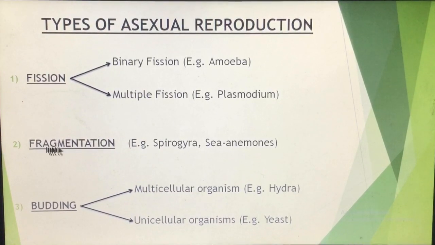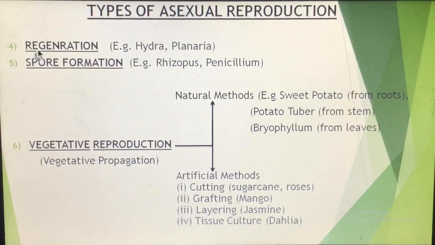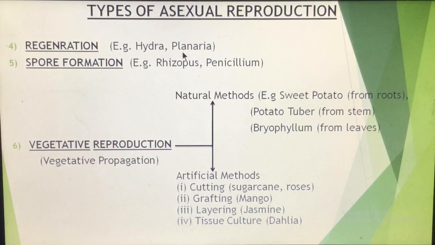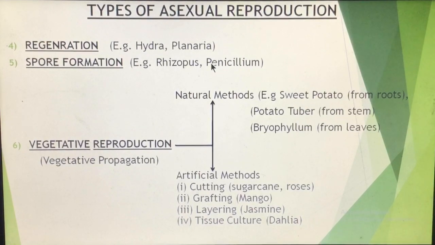Second method is fragmentation, which takes place in Spirogyra. Third method is budding. Budding can take place in unicellular organisms like yeast or multicellular organisms like Hydra. The fourth method we talked about is regeneration, which takes place in Hydra as well as in Planaria. The fifth method is spore formation, which takes place in Rhizopus, which is a fungi, or Penicillium, which is again a fungi. Then these are the asexual methods of reproduction in the case of plants and the fungi.